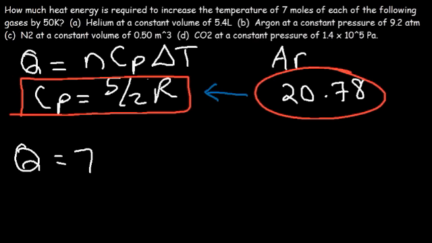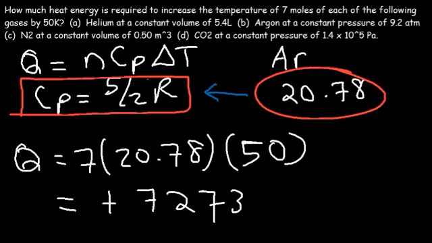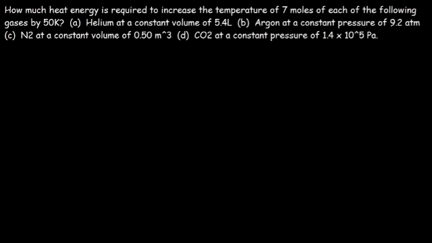So Q is going to be 7 times 20.78 times delta T, which is 50 Kelvin. So this is positive 7,273 joules. Now what about part C, where we have a diatomic molecule, or part D, where we have a molecule with 3 atoms? What can we do?